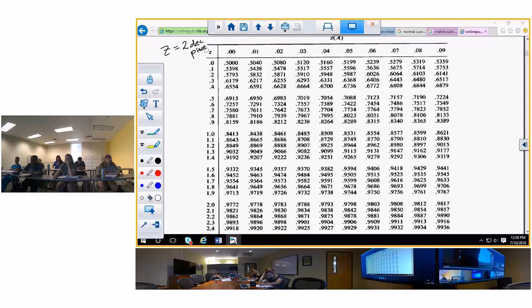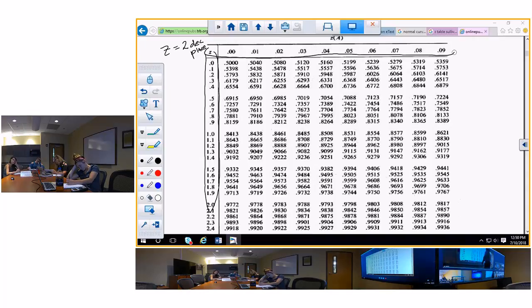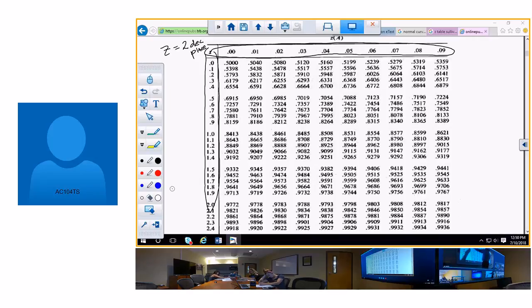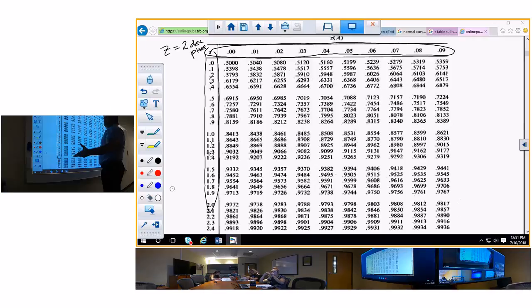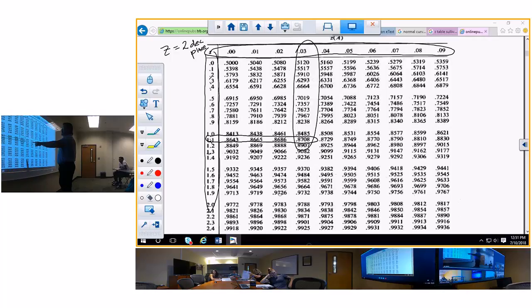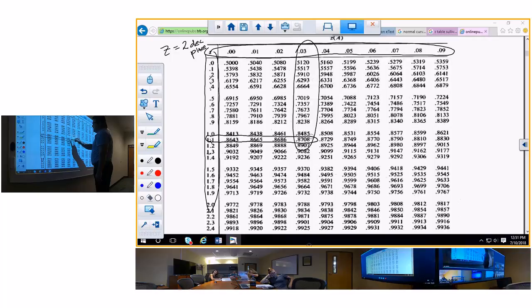Why? Because here is the Z-score. Okay? Think of this as money. This is 0 cents. This is 10 cents, 20 cents, 30 cents, 40 cents, 50 cents, 60 cents, up to a dollar, then a dollar 10, a dollar 20, a dollar 30. Everybody with me? All right, what's these tops? Well, this is your pennies. Everybody with me? So if I take a dollar 10 and I add 3 cents to it, a dollar 13, 1.13, that gives me an area right here. Area is four digits, four decimal places.